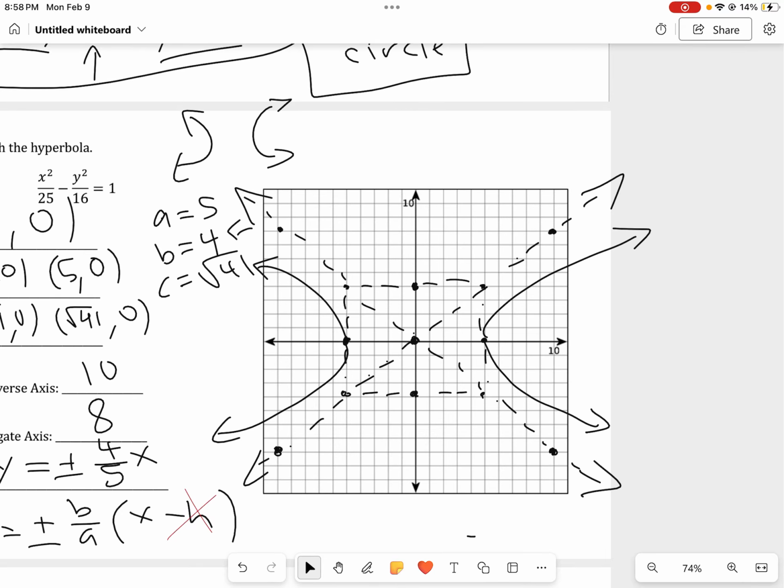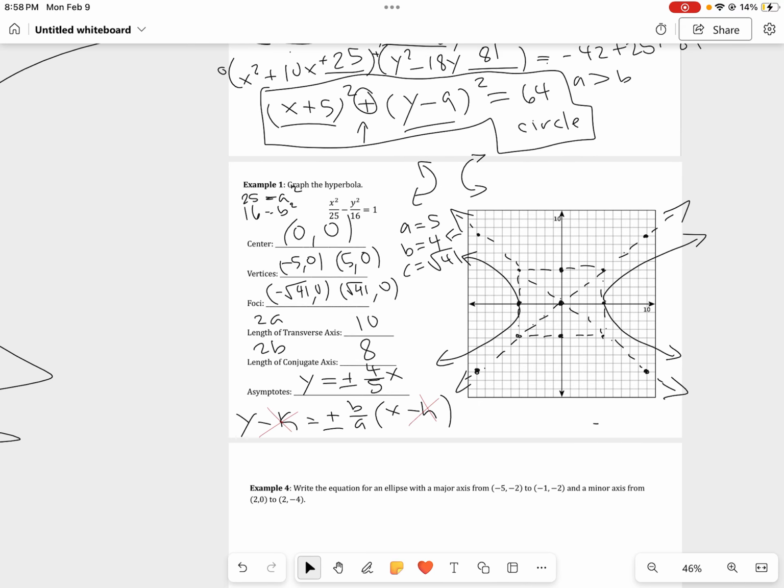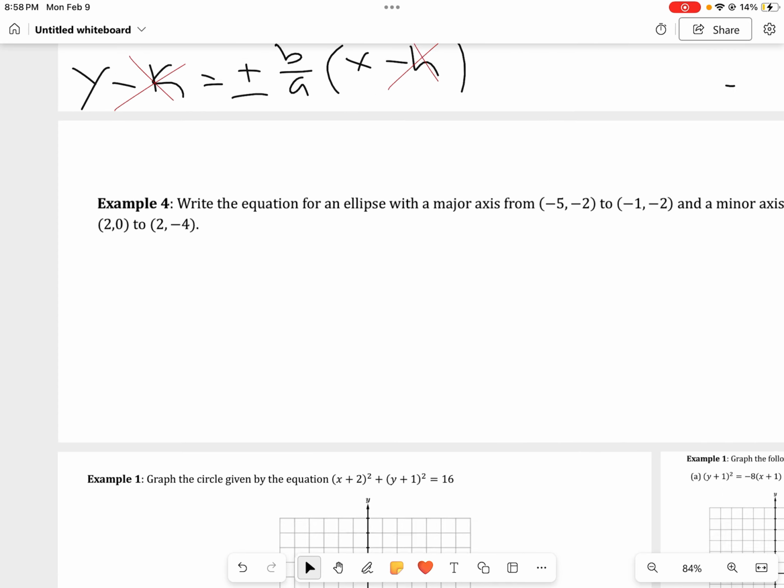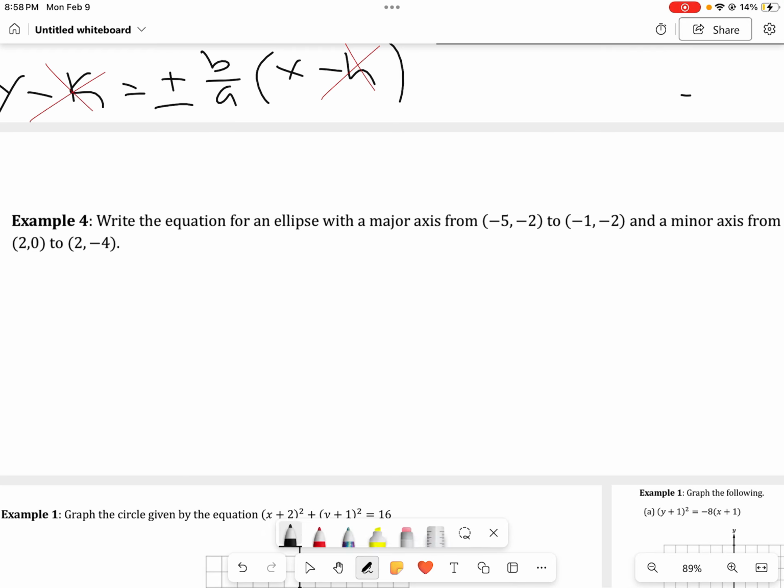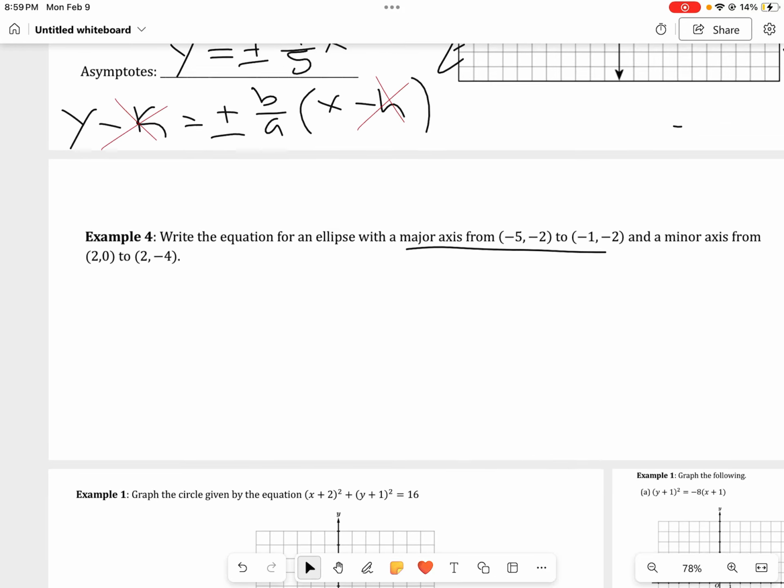Okay, we did that. Now there's just a couple more. Let's go through these quickly. Write the equation for an ellipse with this major axis and this minor axis. Ellipses are similar, I guess, to hyperbolas. It's better to visualize this.